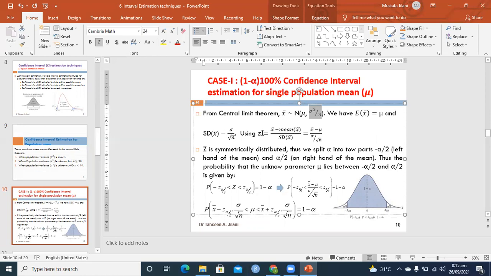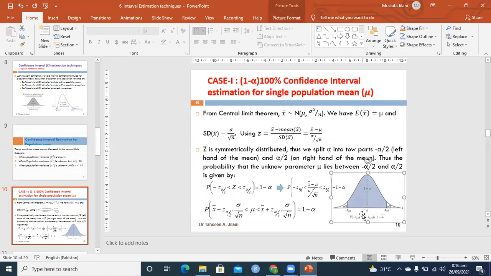Now, if I transform this into the Z distribution, it is x bar minus the mean of x bar, divided by the standard deviation of x bar. The mean of x bar is mu and the standard deviation of x bar is sigma over root n. So we get x bar minus mu divided by sigma over root n. Because it transforms into the Z distribution, the mean of the Z distribution, the standard normal distribution, is 0.